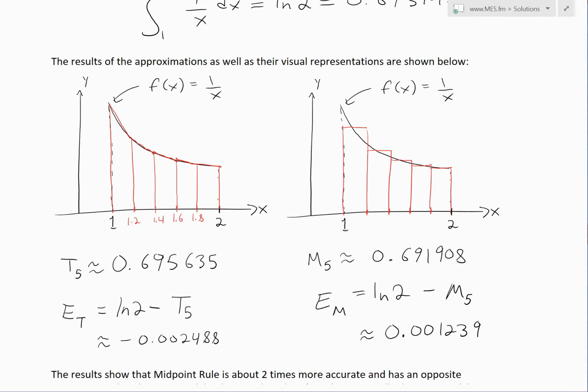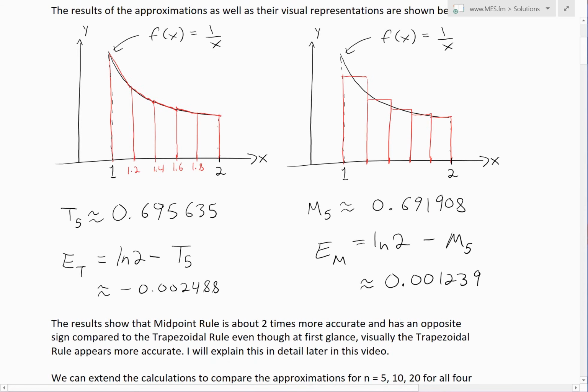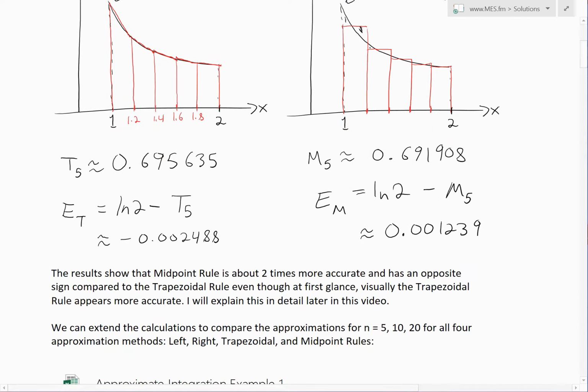As you can see, there's 5 trapezoids, and on the right side there are 5 rectangles that use the midpoint rule. So these are trapezoids, midpoints. Now visually the trapezoids appear to be more accurate than this because you could see some empty spaces here, but it makes up for it by this additional space there. And in fact that's more accurate.